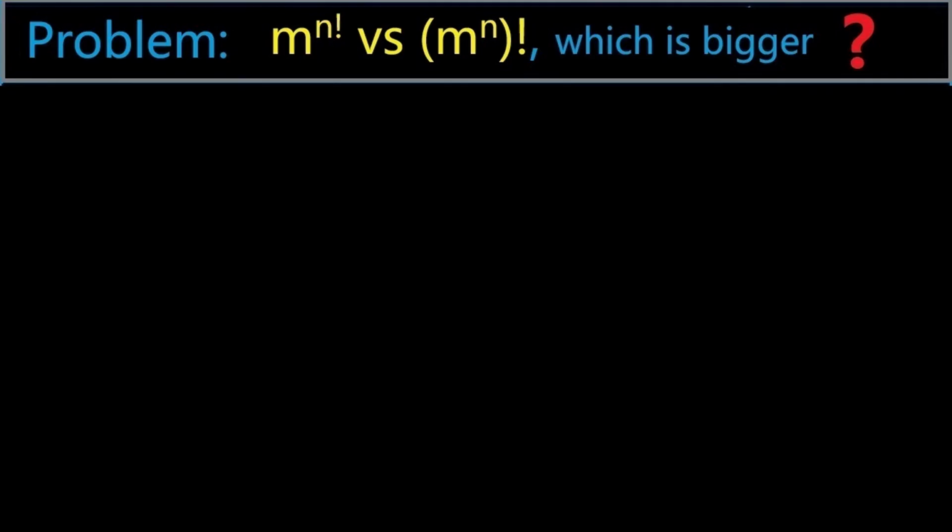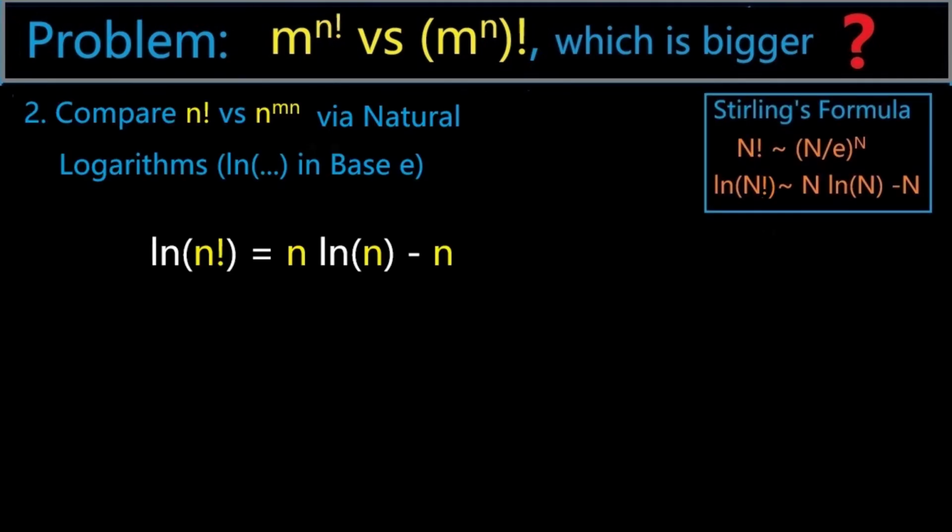To compare them, we switch to natural logarithms. Using Stirling's formula, the natural log of n factorial behaves like n times natural log of n minus n. So natural log of n factorial is approximately equal to n times natural log of n minus n. While the natural log of n times m to the n is equal to n times the natural log of m plus the natural log of n. Now we're comparing growth rates directly, and this setup will help us reveal where the crossover happens in the next step.